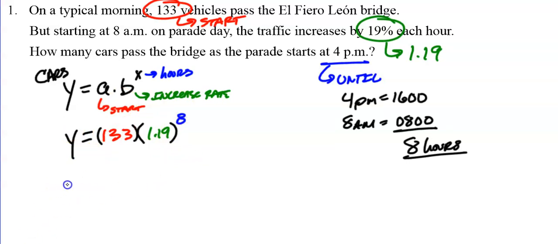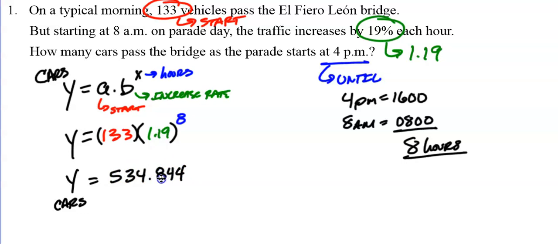And when we do that, y, the number of cars, is going to equal 133 times 1.19 to the power of 8. After doing some calculator crunching, we get 534.8442844. So we'll stop it there.